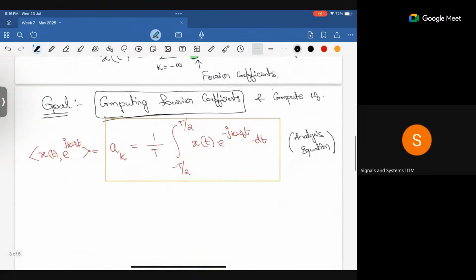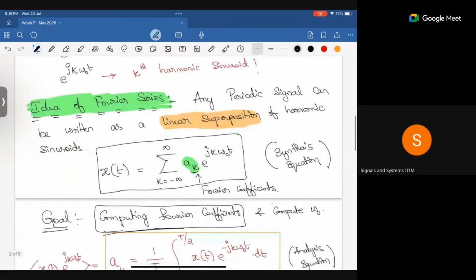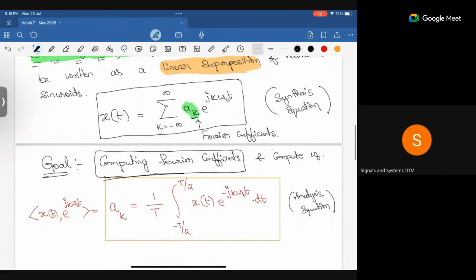No. Are we happy? So if you can find a k's from this synthesis equation, if you can represent your x of t as a summation of these harmonic sinusoids, then you don't need to use this below formula, the analysis equation. I will show you examples. If you are not able to express it in that way, then you have a nice formula which you can use to compute the Fourier series coefficients. Okay, so we'll see some examples now.